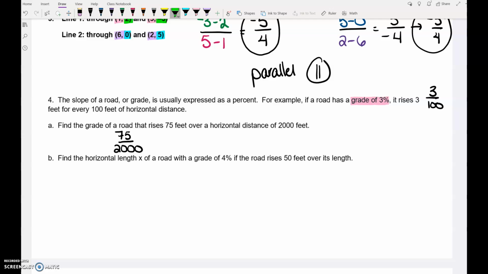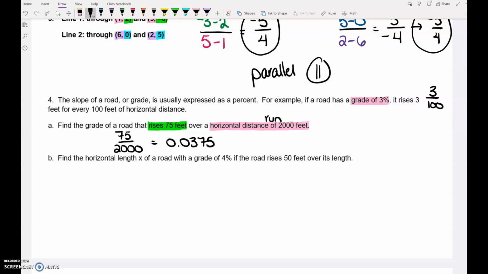So they're telling us in here that the road rises 75 feet over a horizontal distance of 2,000 feet. That would be considered the run. So 75 over 2,000. Someone with a calculator, punch that in. Let's find the grade of this road. 0.0375. That's what the calculator tells us.